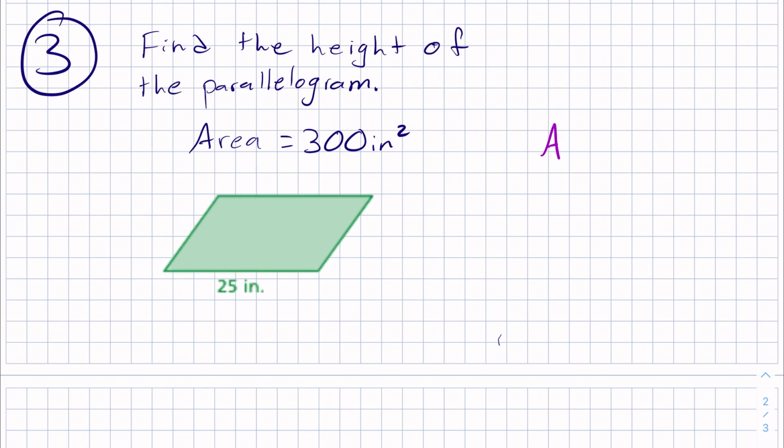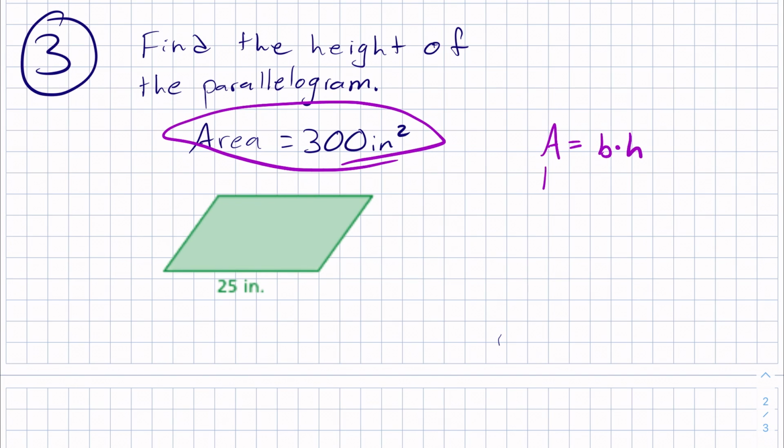So if we know that the area is equal to base times height, that's the formula, and it tells us here that the area is 300, well, then we can plug that in for the A. So instead of A, it will be 300 equals base times height. If it tells us the base is 25, then we can plug that in for the B. So 25 times H. And now we just need to divide to figure out what the H is.